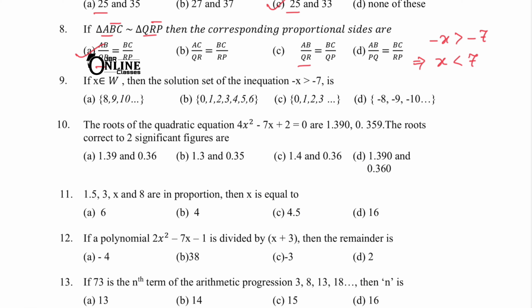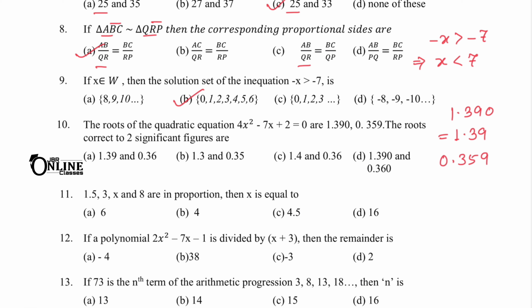Now x less than 7 means that one, set B. So here, sum number 10, the roots of the quadratic equation 4x square minus 7x plus 2, that is 1.390. So you can write down this one as 1.39 also. And the next one here is 0.359. As the last digit is 9, definitely it will be 0.36 up to 2 decimal.